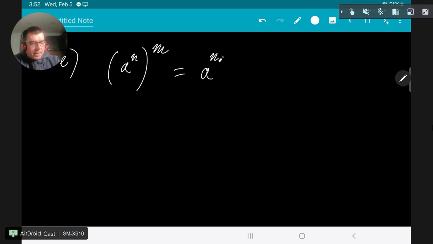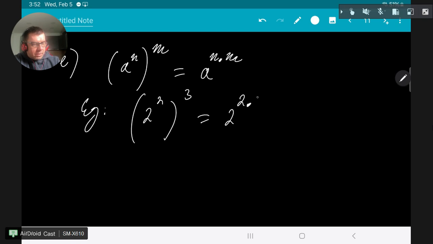Then another very important property is a power to some other power. The property is a to the power of n to the power of m. This will give me a to the power of m times n. I just multiply here the two powers. For example, 2 to the power of 2 to the power of 3, this will be 2 to the power of 2 times 3, which is 2 to the power of 6. Okay, make a check.